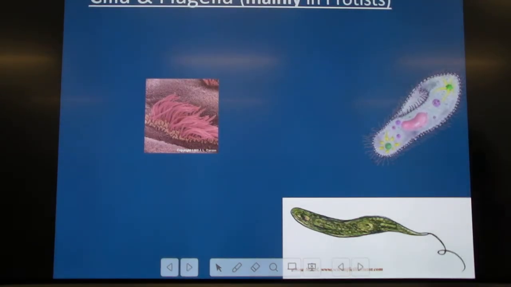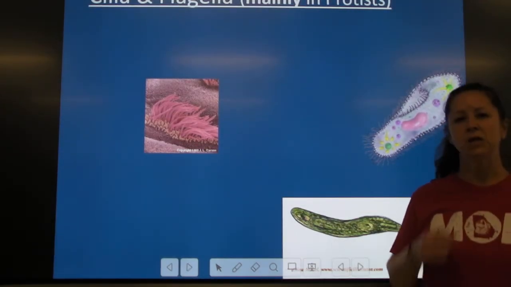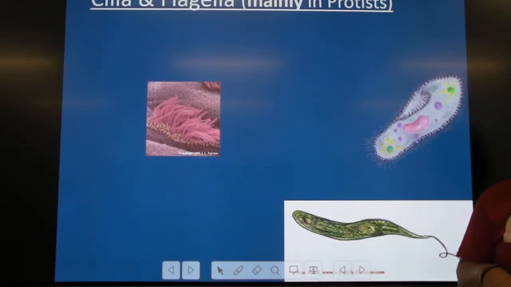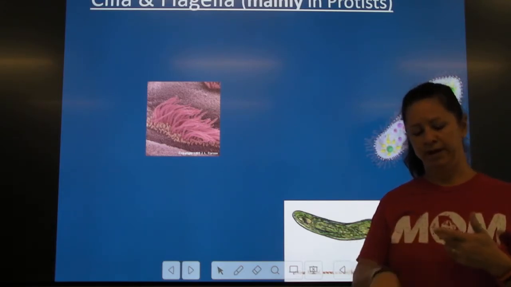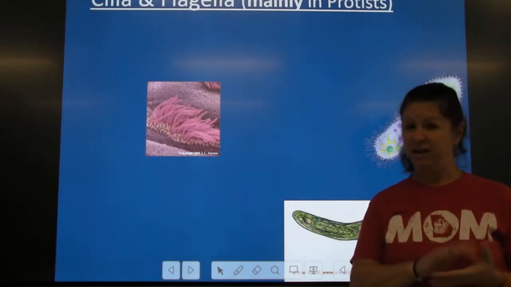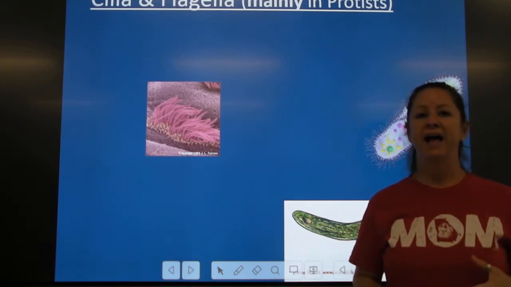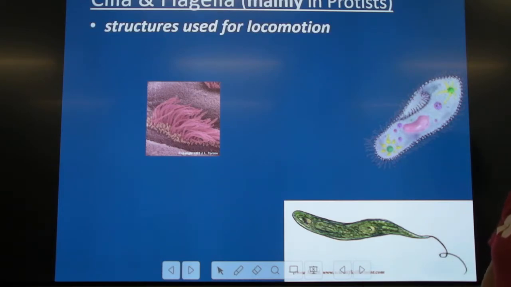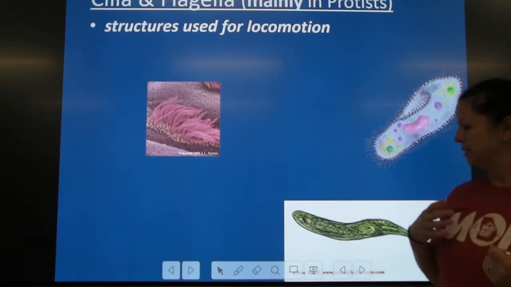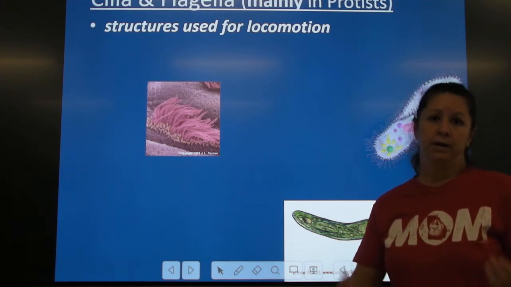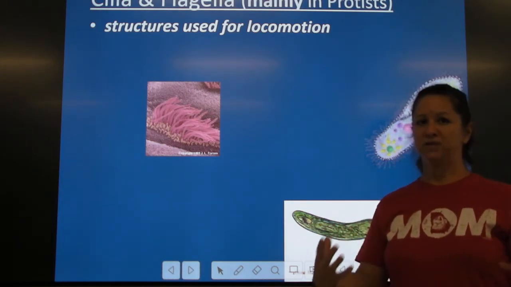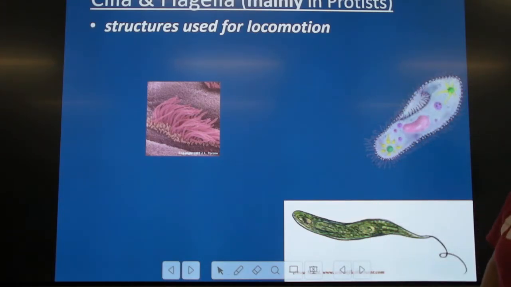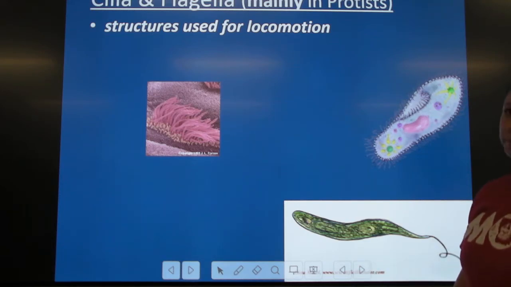All right, then we have cilia and flagella. Now, these are mainly found in protists, but all different kingdoms, plants, animals, even bacteria, they can have some cilia or flagella. All right, so while you'll find them a lot in protists, special cells in humans have them. Special cells in plants have them. Okay, but they're used for locomotion, movement.